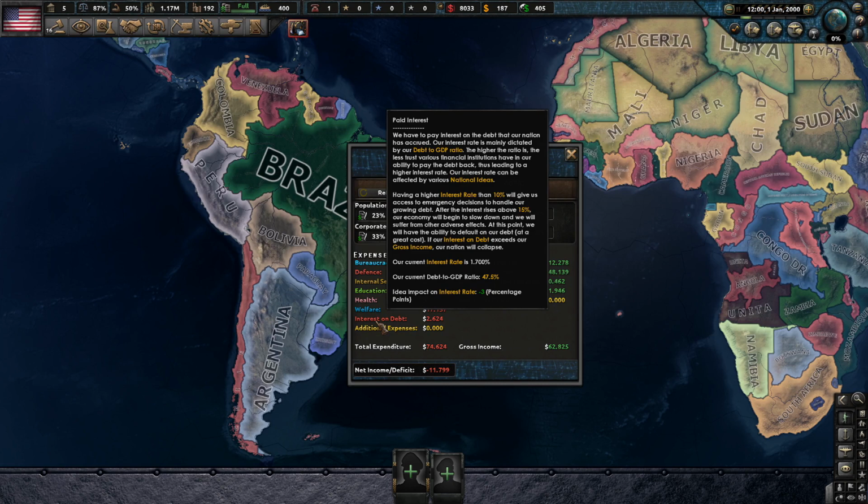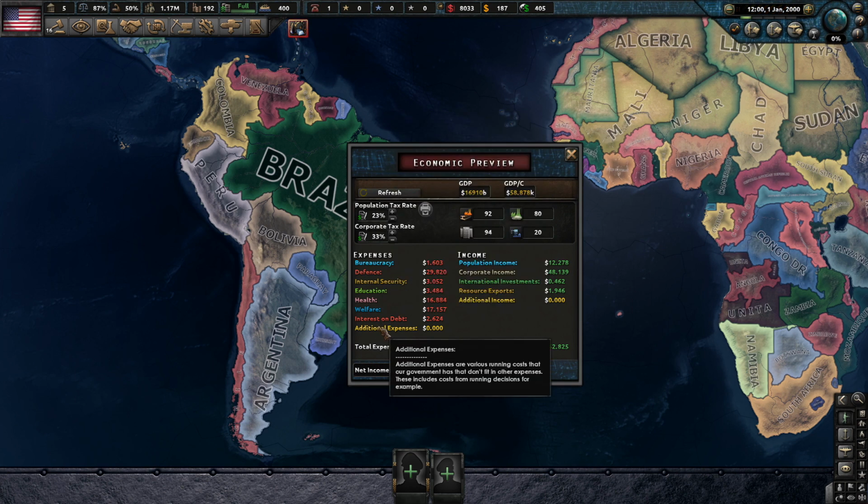Debt is something I will be covering separately later in this video, but this is where you can see the interest costs on your principal amount. Additional expenses can be a number of things, but the major ones to note are EU membership fees, which although never extreme are significant, and industrial decision costs.